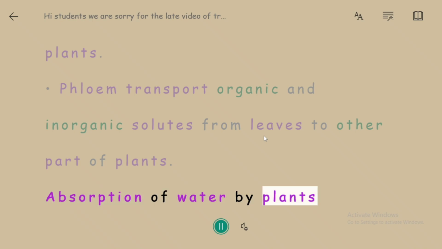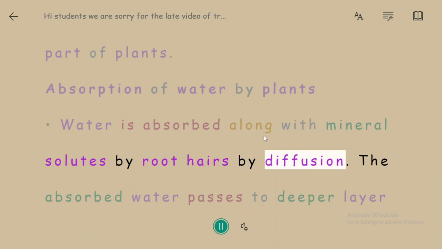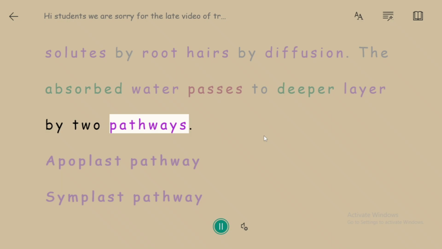Absorption of water by plants. Water is absorbed along with mineral solutes by root hairs by diffusion. The absorbed water passes to deeper layers by 2 pathways: the apoplast pathway and the symplast pathway.